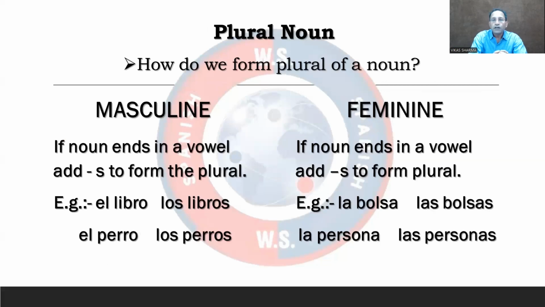Now, the last part of this section would be plural nouns. Till now we have been talking about singular nouns. Now, how to form plural nouns? Again, there are two very basic things. First, we'll talk about the masculine part. If a noun ends in a vowel, you just need to add S at the end and it will be plural. And do not forget to change the article.